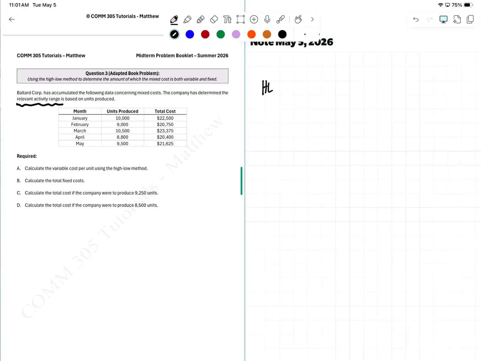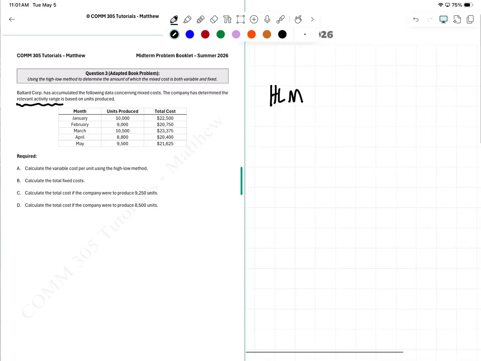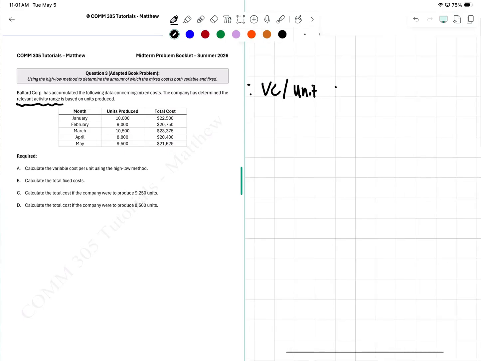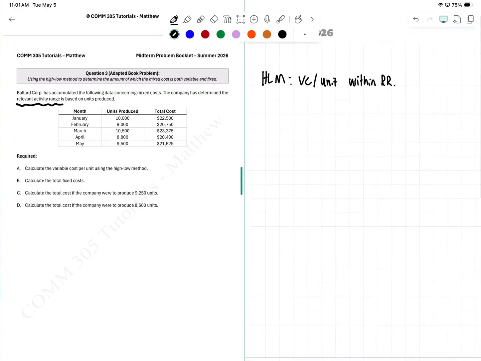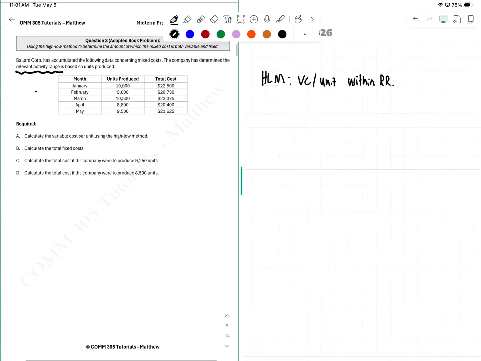So forgive my bad handwriting here. High-low method, HLM, allows us to find the VC per unit, and I'm going to abbreviate here, within RR. What RR stands for is relevant range. That's what the high-low method does: find the variable cost per unit within a certain range of activity, okay? Now, because they tell you relevant range, that's your first indicator.